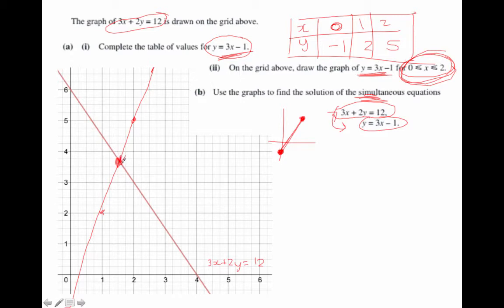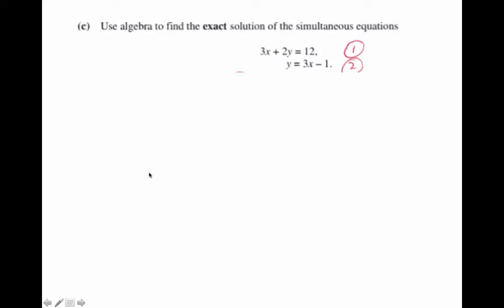So yours would have been more accurate than mine. But what's the value of the x and y coordinates there? Well, the x coordinate is roughly 1.6. Okay, and your y coordinate roughly 3.6. So if you'd done it accurately, you would have got a more exact answer than me. So using a graph, simultaneous equations, you need to look where they intersect.